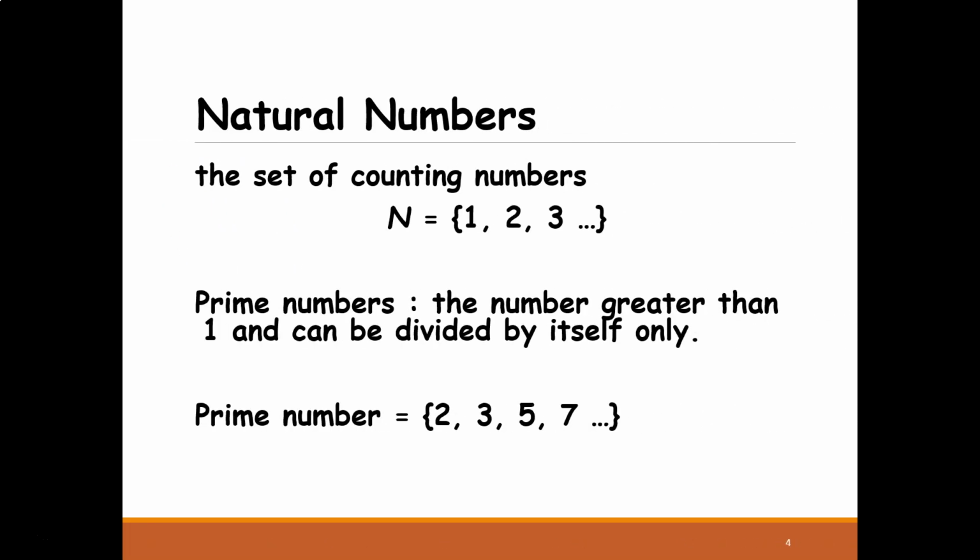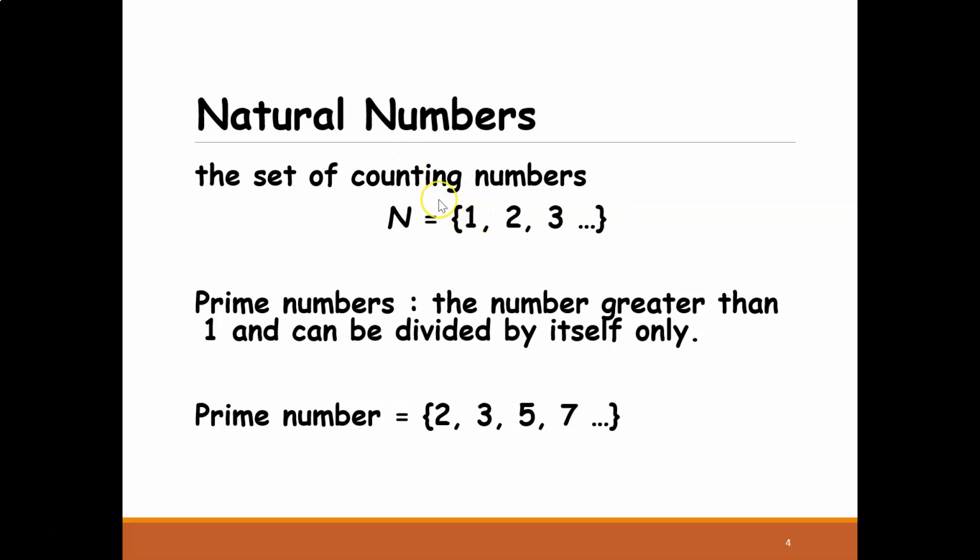Okay, natural numbers is the set of counting numbers. So it is represented as capital N, counting numbers, meaning numbers that you can count, starting from 1, 2, 3, 4, 5, and so on. Okay, and this counting number does not include 0 because 0 you can't count. Okay, it starts with 1.